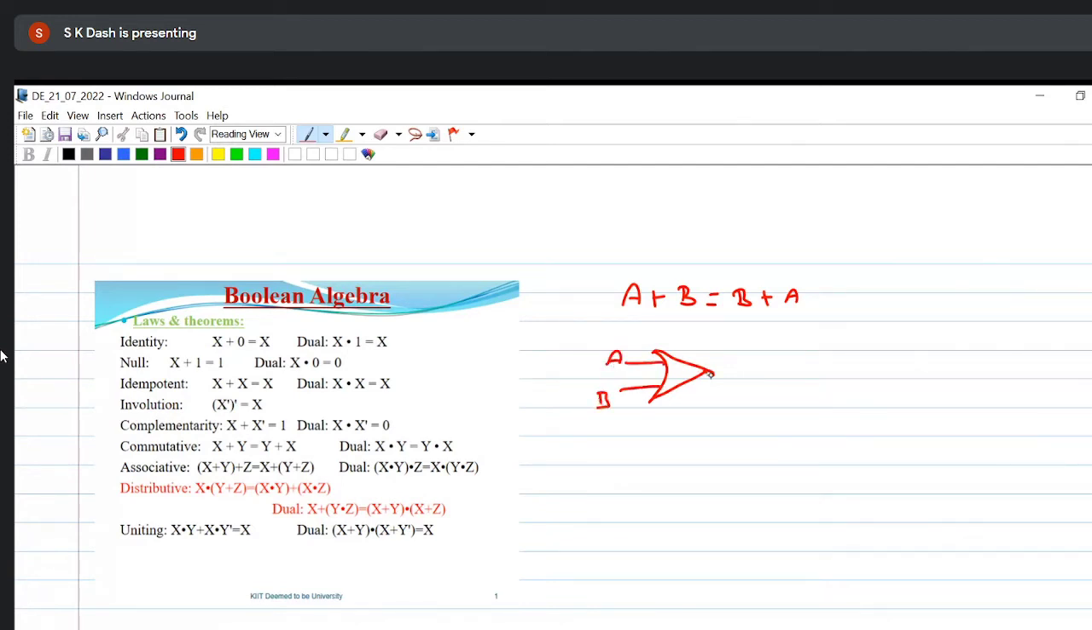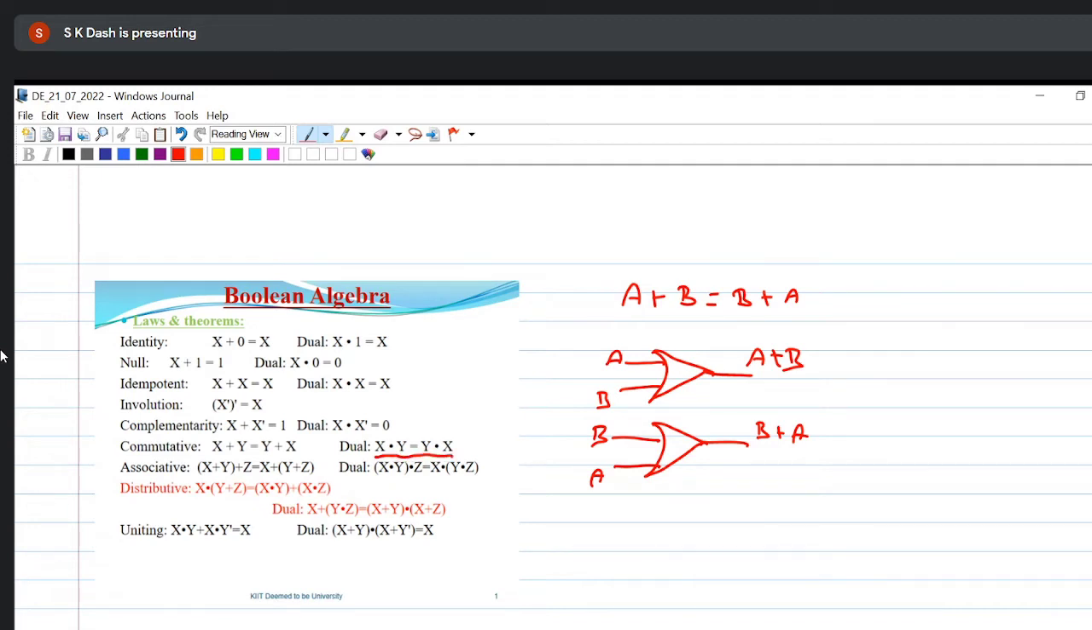So A plus B is the OR gate. B plus A means what? This is B, this is A. Both these results are the same. Wherever you want, you can put the input, but the result will remain the same. So its dual will be x dot y equals y dot x.